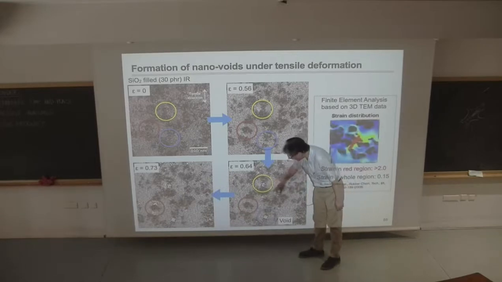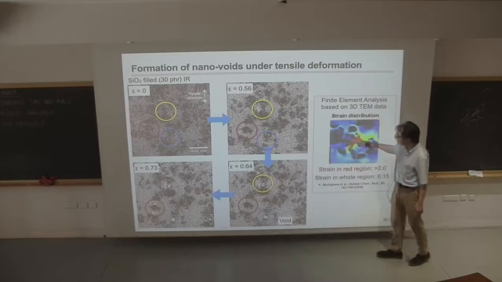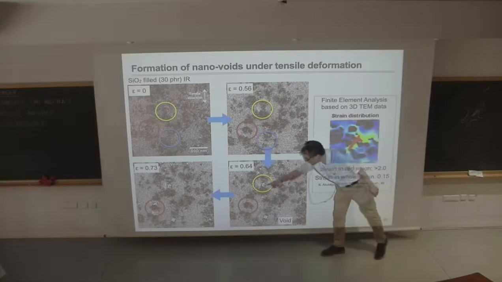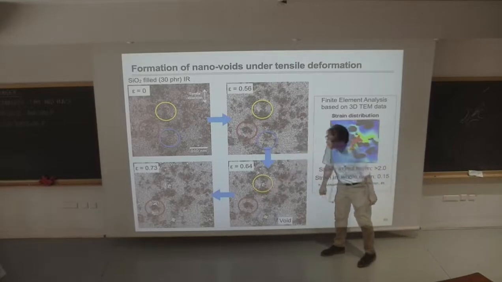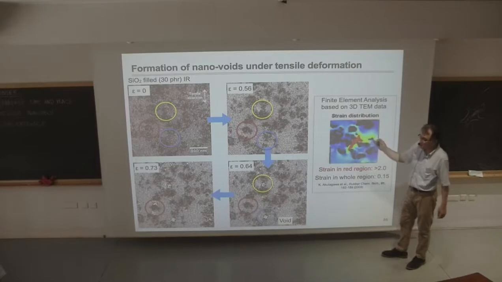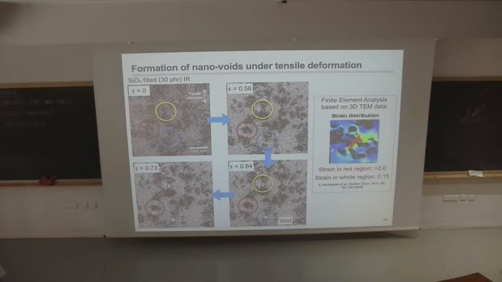And this type of void formation reminds me of the simulation, where we have aggregates, and when we stretch, inside the aggregates we have a stress concentration, and that's probably the reason why we have a void right in the middle. So anyway, we have a stretching experiment, and then we have a void formation visible under the microscope.